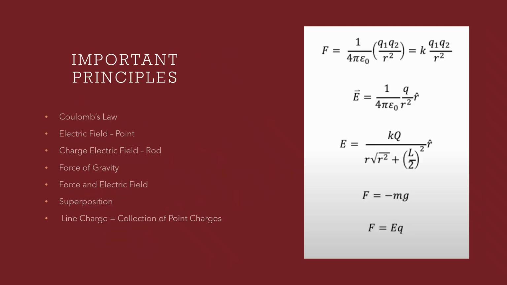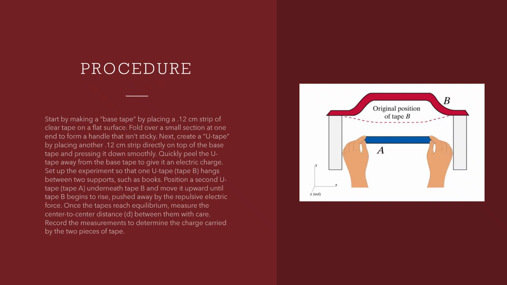Here are some important principles we used in our experiment: Coulomb's law, the electric field for a point, the electric field for a rod, the force of gravity, which we used to make our F-net, force and electric field superposition, and knowing that a line charge is the same as a collection of point charges. Those are the important principles we used in our experiment.